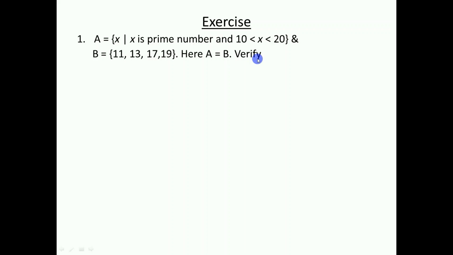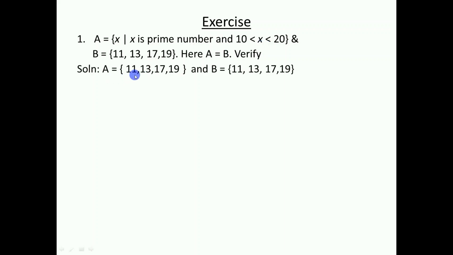Now from the set A you understand that here x is a prime number. What is a prime number? A number which divides only itself. So x is a prime number and it is greater than 10 and less than 20. That means we can write in the set A as 11.